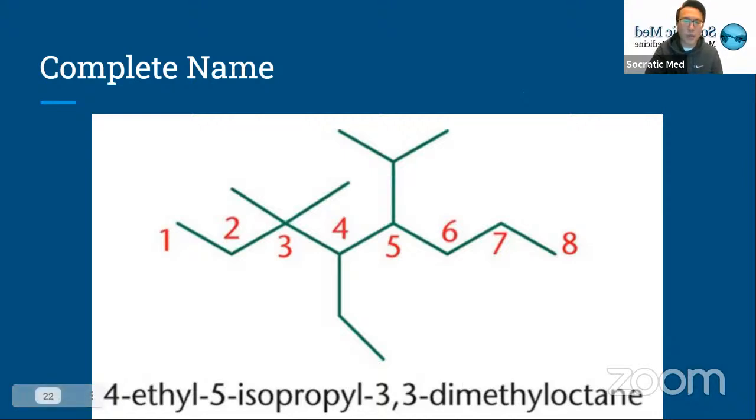So you can see here you have 4-ethyl to signify that ethyl is on carbon number 4, the isopropyl is on carbon number 5, and then there are dimethyl, so 2 methyl groups, and they're both on carbon 3. So you write 3,3 to show that there are 2 methyl groups on carbon number 3. So that's just a general example of how to find the complete name of this compound.